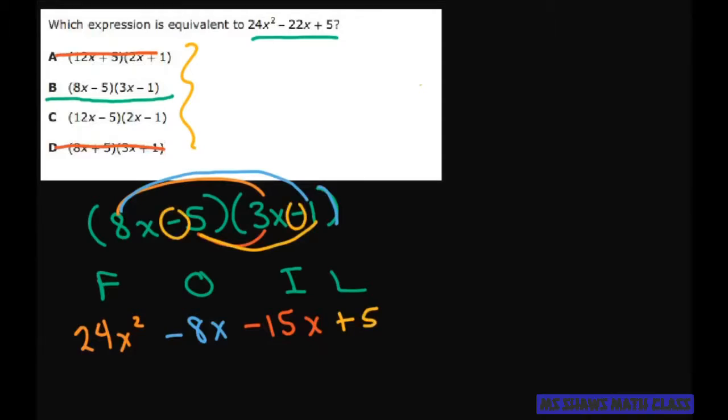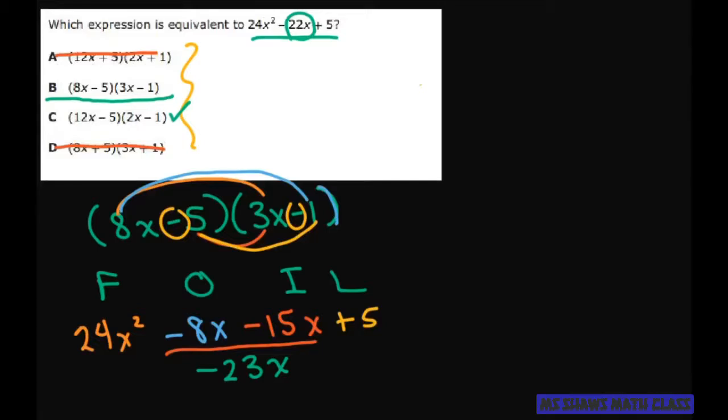Now our concern is these two. So when you add these two up, because they're like terms, you get negative 23x. And that is not 22. So what we're going to do is try this one.